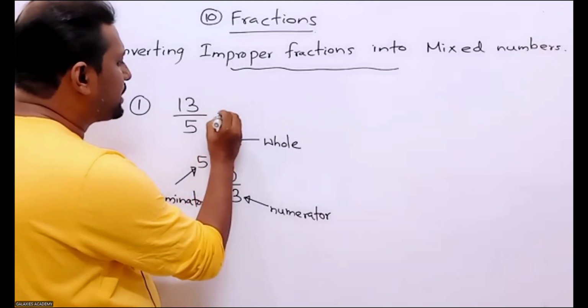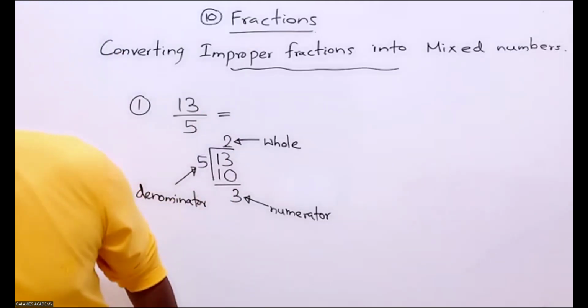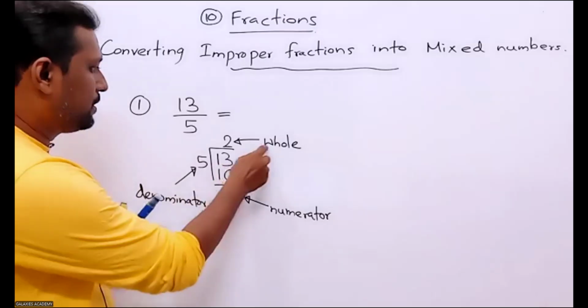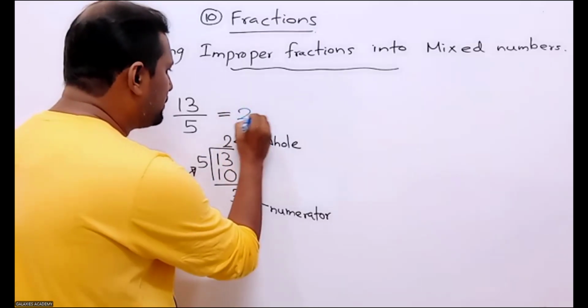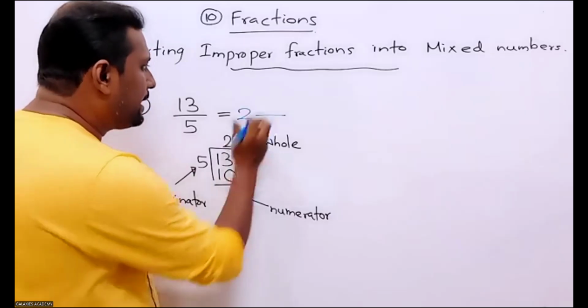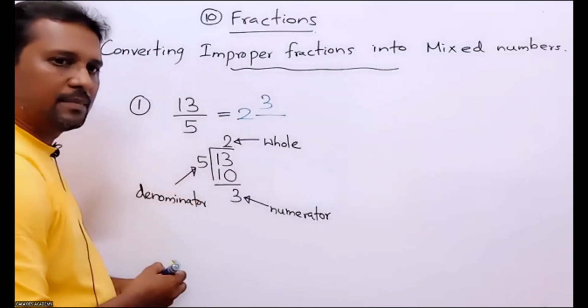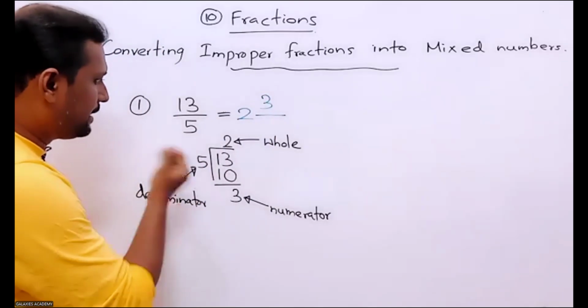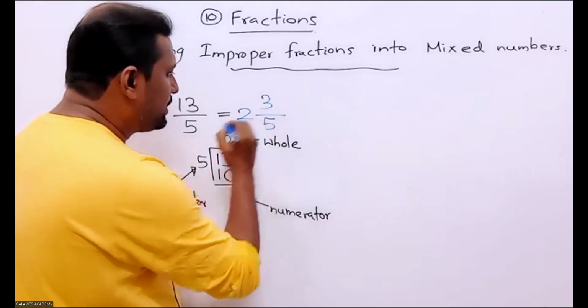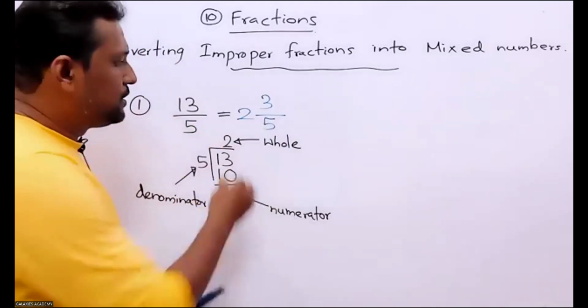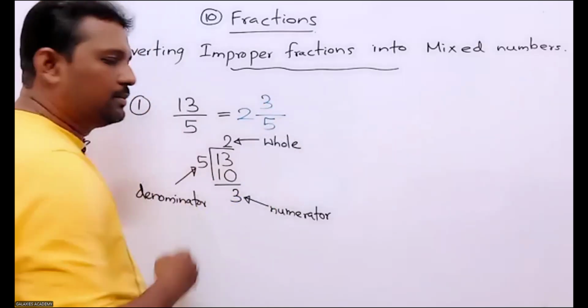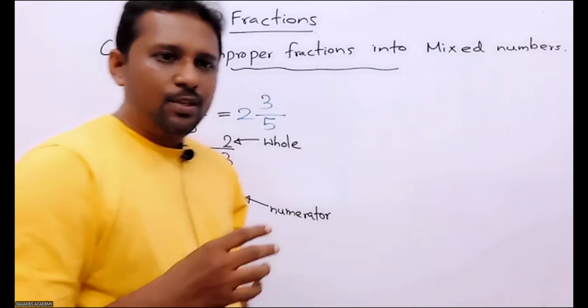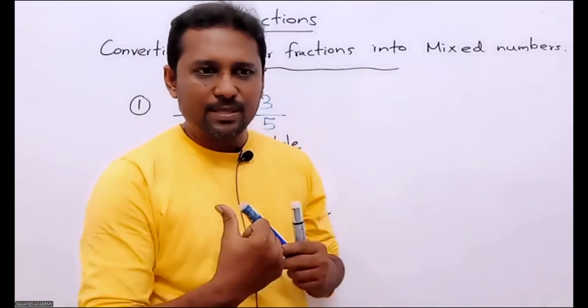So how can you write this as a mixed number? Whole number is 2. Numerator is 3. And denominator is 5. So what is the mixed number? 2 3 over 5. Is it correct? You can check it in reverse.